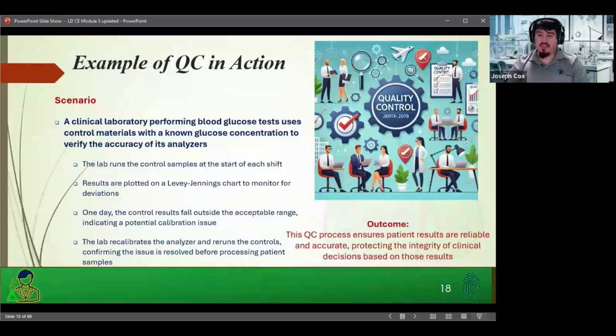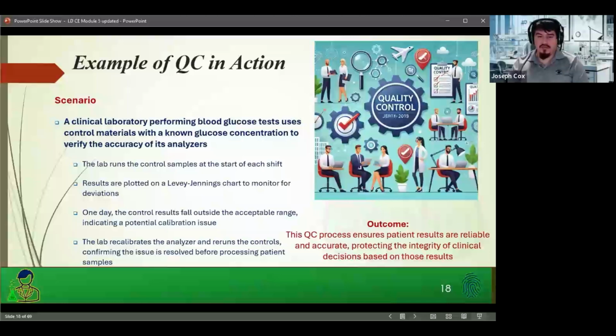So the outcome: this QC process ensures the patient results are reliable and accurate, protecting the integrity of the clinical decisions based on those results. By running your known glucose concentration every day at the start of a shift to verify the accuracy of your analyzer, and maintaining your Levey-Jennings charts to monitor deviations, when you have results that are outside the range, it helps you identify what the issue is.